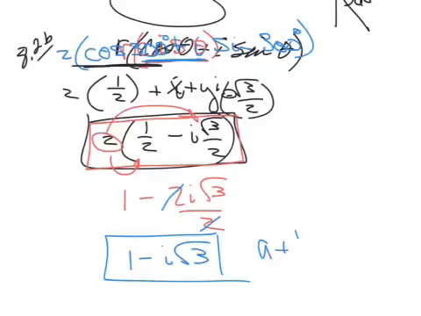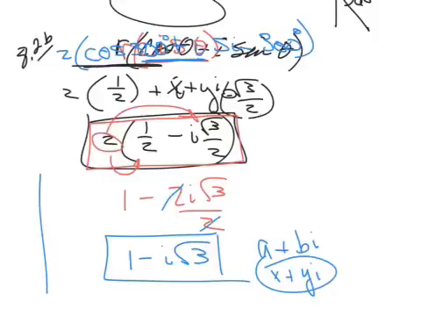We just changed it to a plus bi form, or x plus yi form. So if we wanted to graph it, it would be over 1, down square root of 3. And it would be that point right there. Alright? If we wanted to graph it. Doesn't say that we want to graph it, but that's where it would be. And again, that's that 300-degree angle that we've got there.